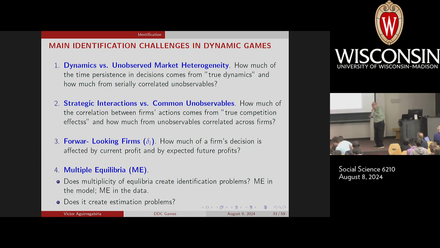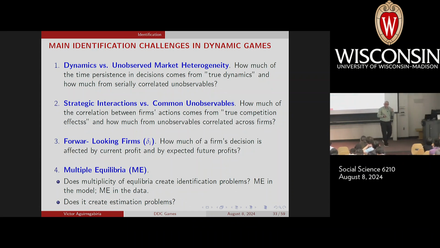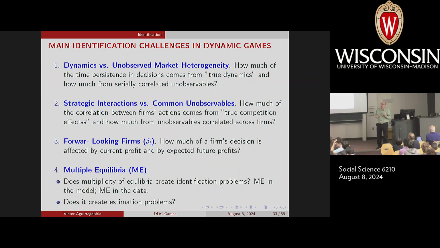What is the problem of multiple equilibria that can generate problems of identification? Well, suppose that we say, I'm going to relax the assumption of a single equilibrium in the data.